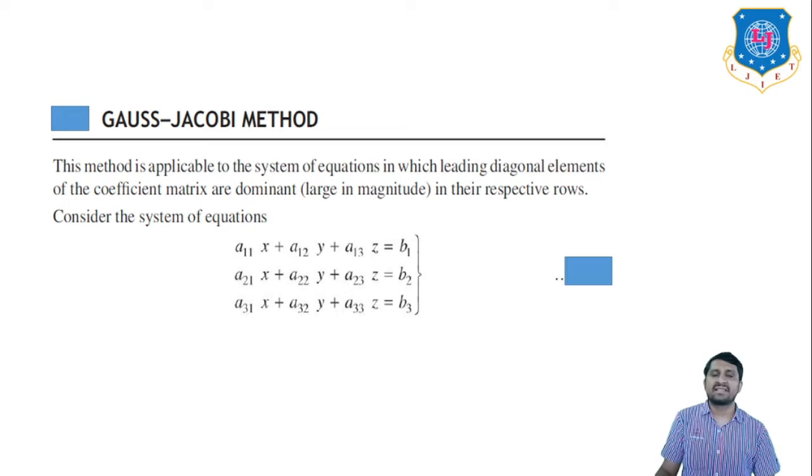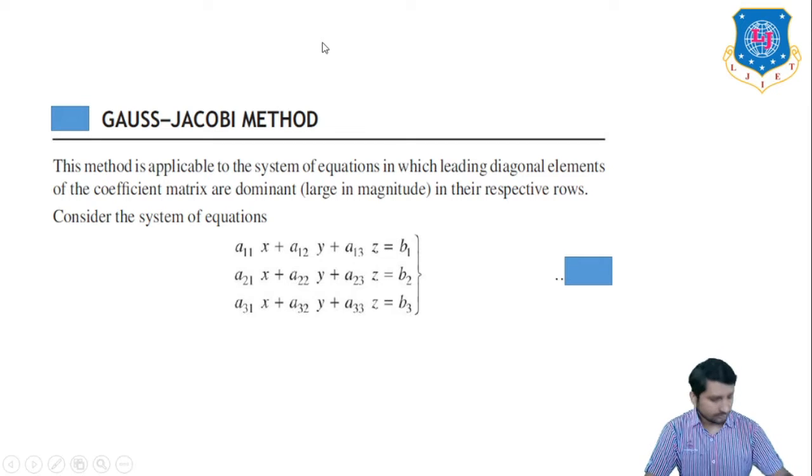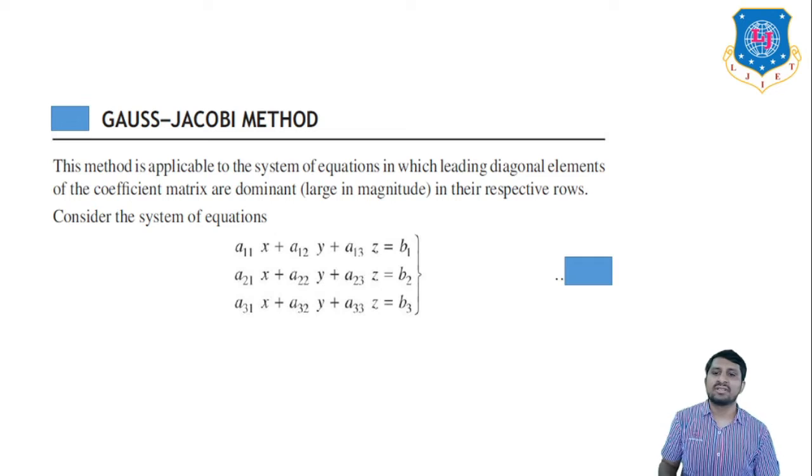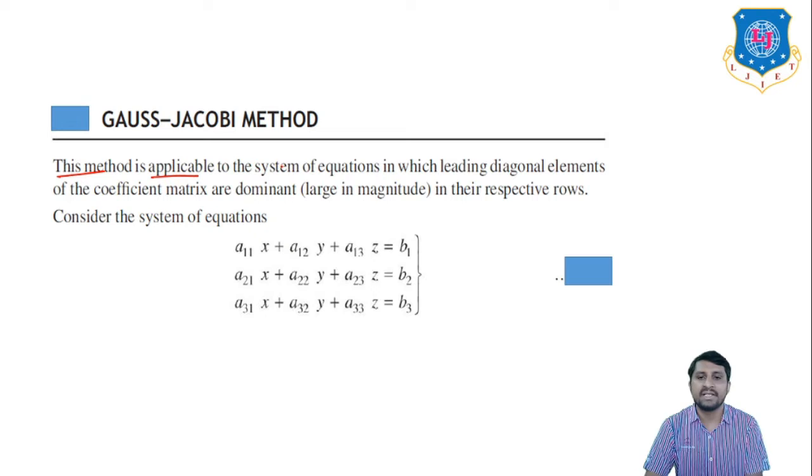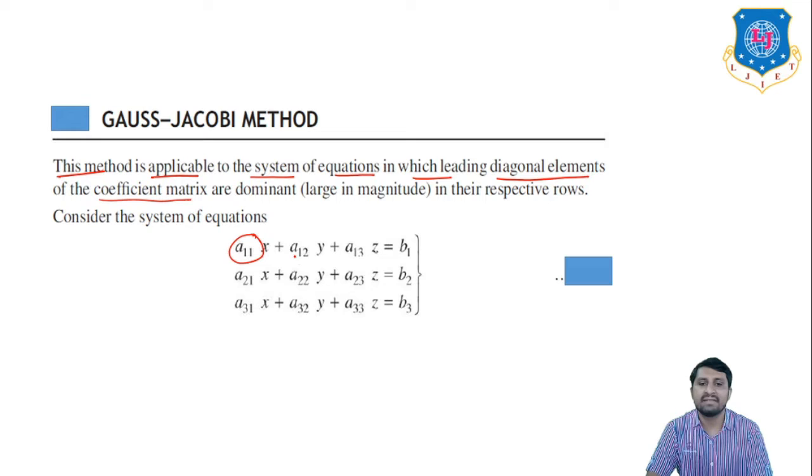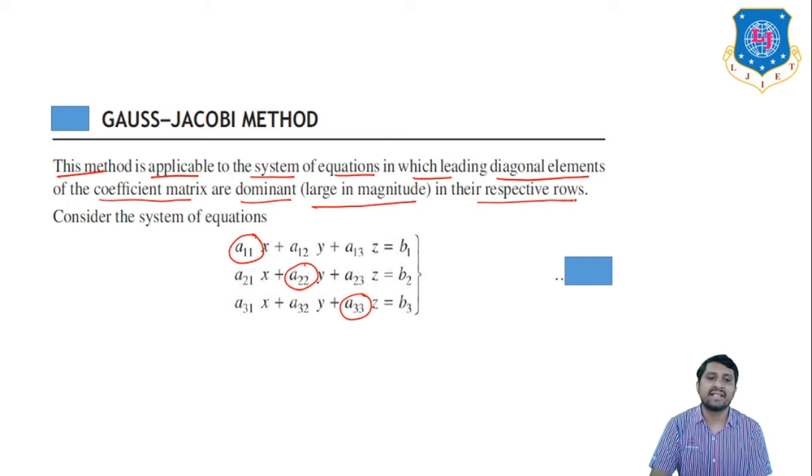So let's first try to understand what the method is, and then try to solve some important examples. Gauss-Jacobi method. This method is applicable to a system of equations in which the leading diagonal elements of the coefficient matrix, like a11, a22, a33, these three diagonal elements, are dominant, that means large in magnitude in their respective rows.